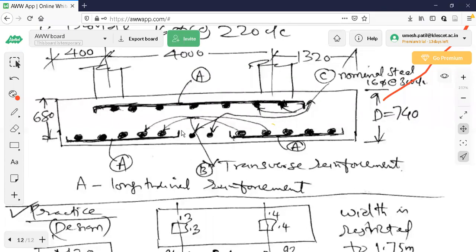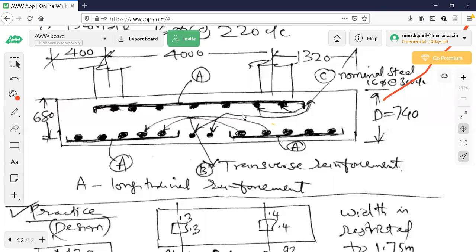But again, if you want to say A is hogging, one more A is sagging, but both are in longitudinal direction. Wherever A is there, it is longitudinal. B is transverse. See, this is B written here. These circles are there, below. These dots, all these are nominal steel.